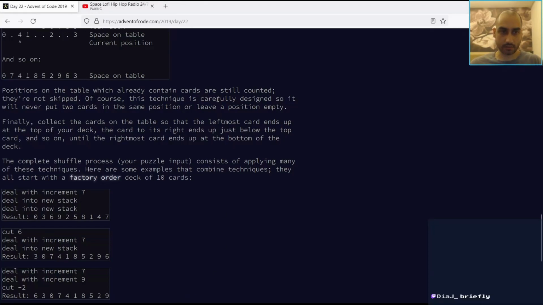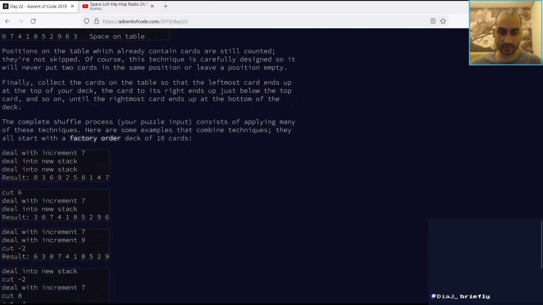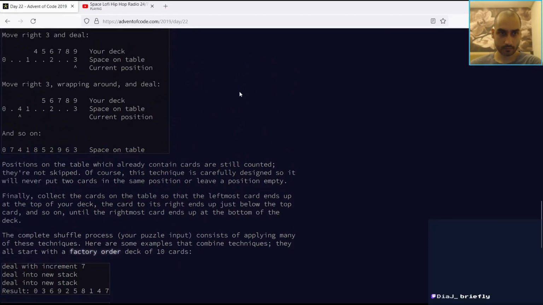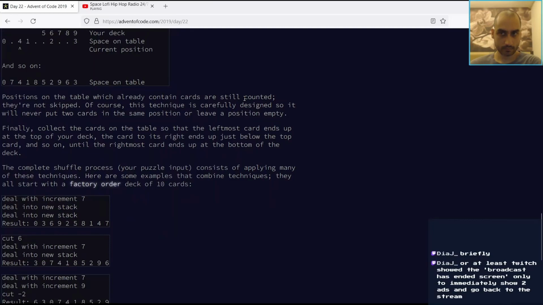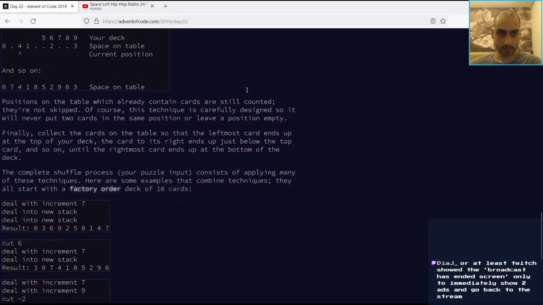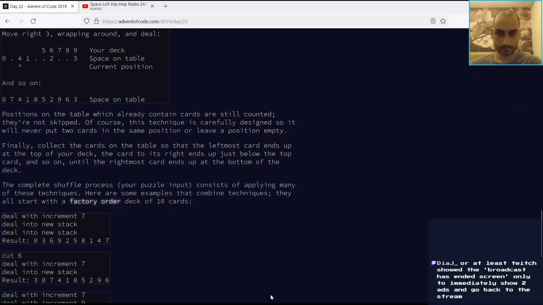Alright. So we have these three techniques. I'm guessing part one will be quite easy. We just implement those as a simulation, and then part two is going to be something more difficult, isn't it? Collect the cards on the table so that the leftmost card ends up at the top. Card to its right. Okay, fine.